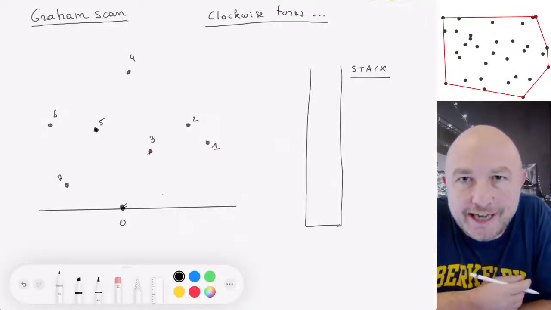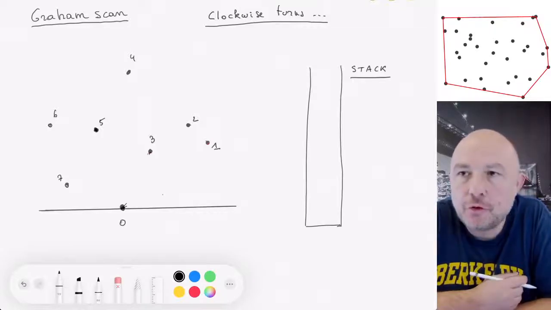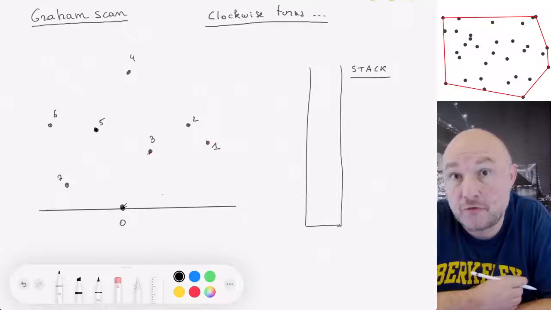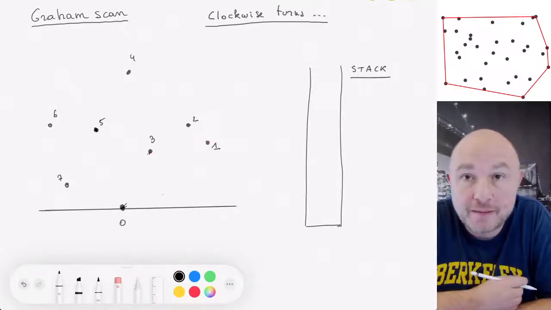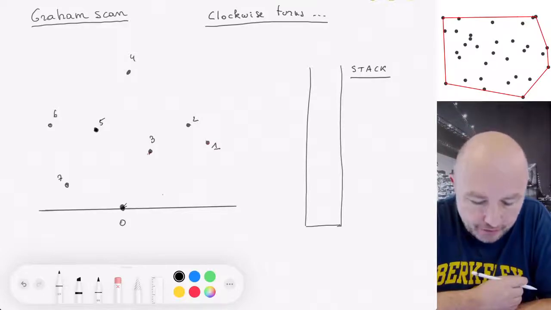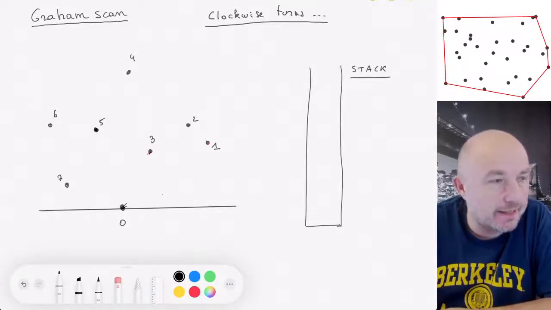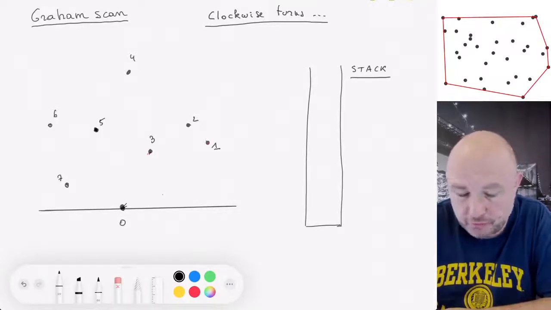Good morning again. So we are now going to go into a more elaborate algorithm to build the convex hull of a set of points, which is called Graham scan, a very great classic of computational geometry. Here we start from the same point of view as Jarvis March from the previous video.